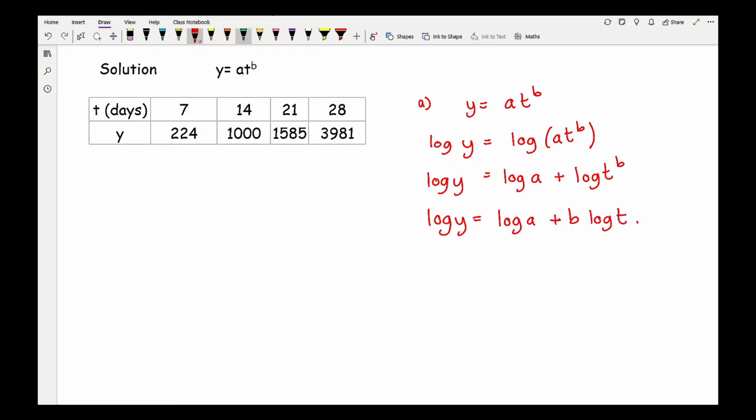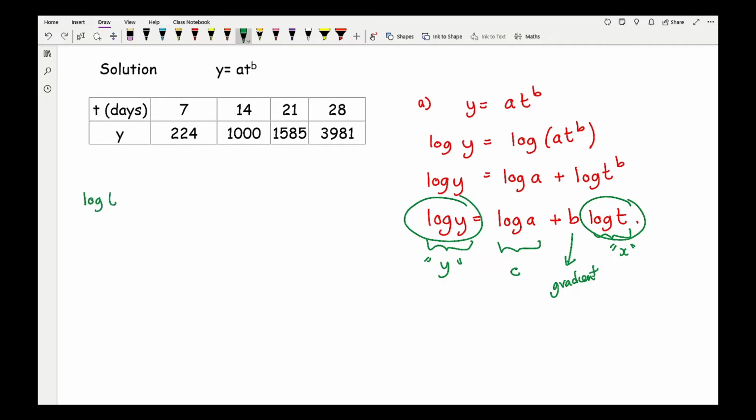Now in terms of the actual variables of this particular equation, log y represents my y, log a represents my c, b represents my gradient, and log t represents my x values. When it comes to plotting this linear graph, I need to plot my x data, which in this case is log t, against my y data, which is log y. So I need to create another table, this time with log t and log y. I've got 4 values that I need to work out, and that's exactly what I'm now going to do.